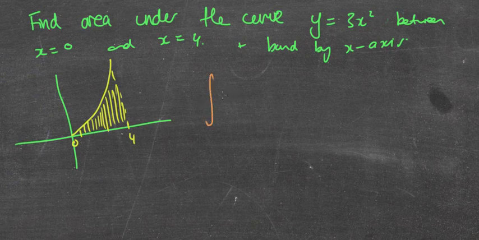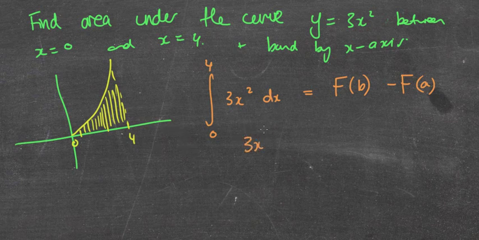So if I want to find the area between these points, remember we said the function, 3x squared, times dx, which is the infinitesimally small width, between 0 and 4, that's the same as finding the primitive function and subbing in the b value and then subbing in the a value and subtracting them. That primitive function, the rule was we add 1 to the indice and then divide by the indice, plus c.